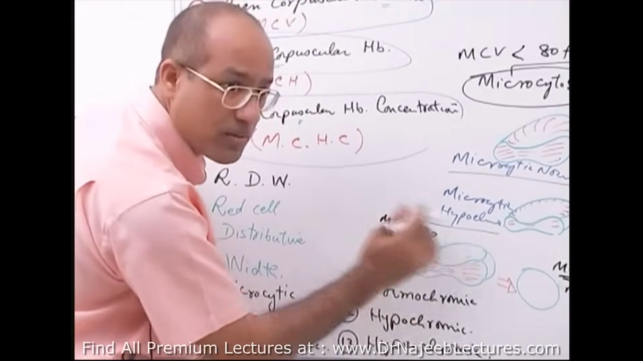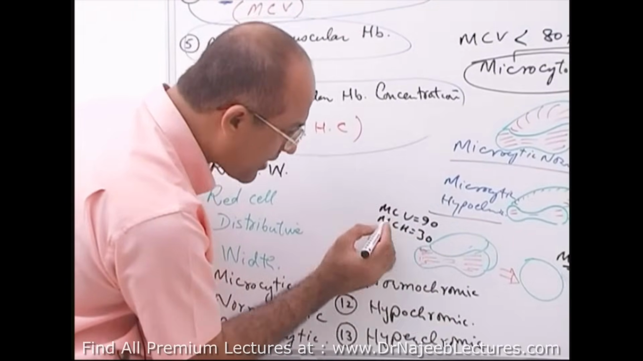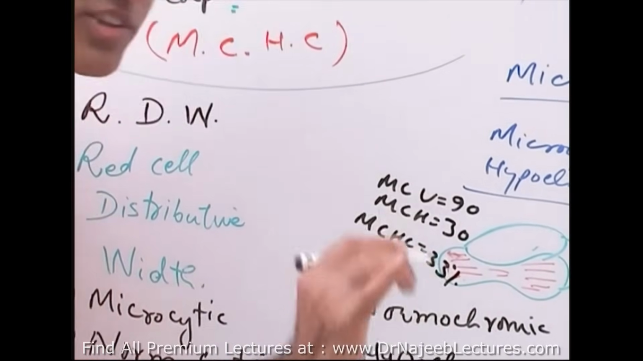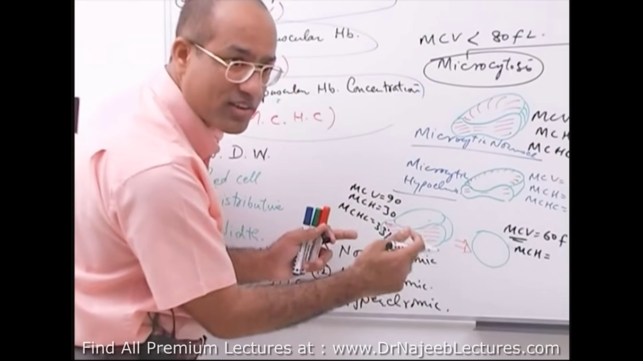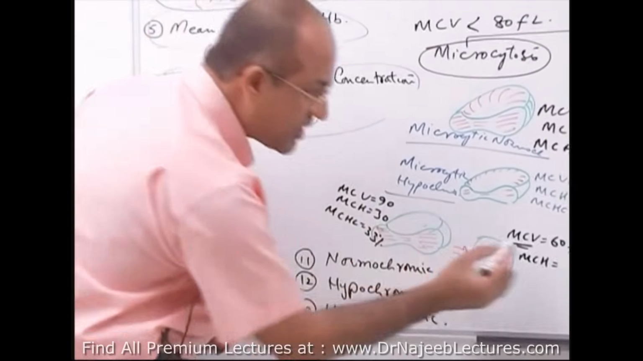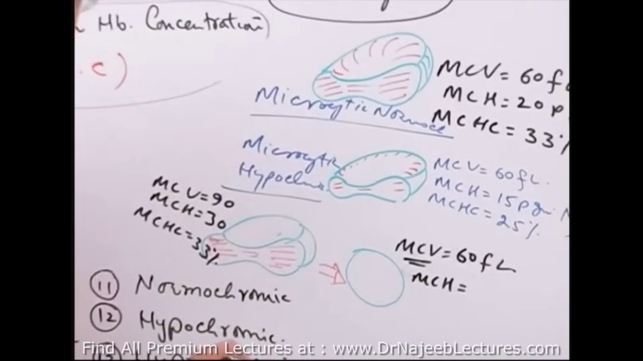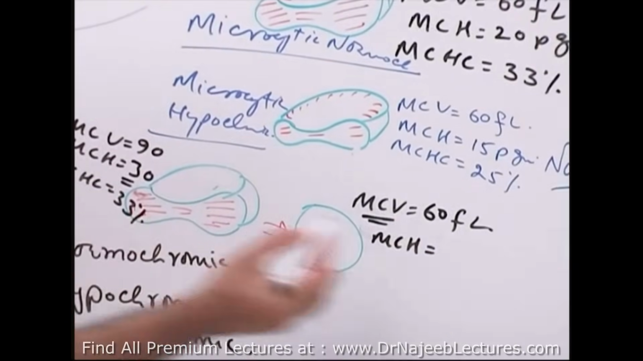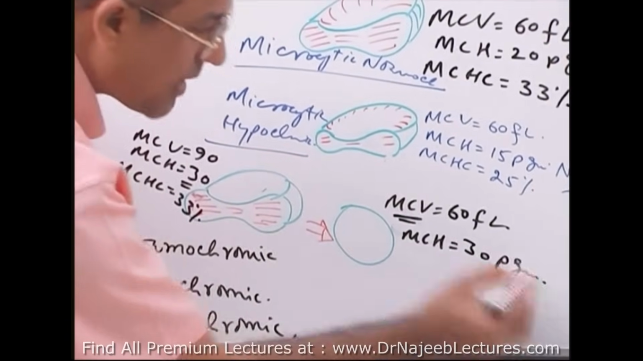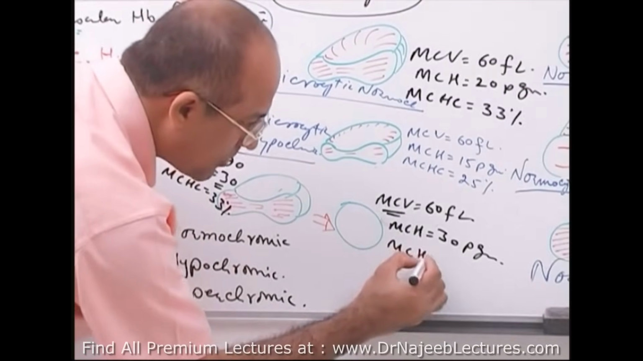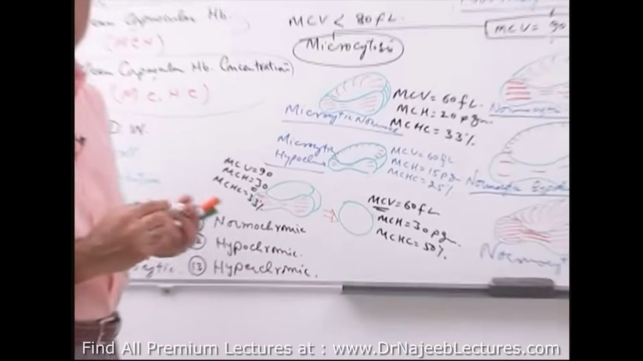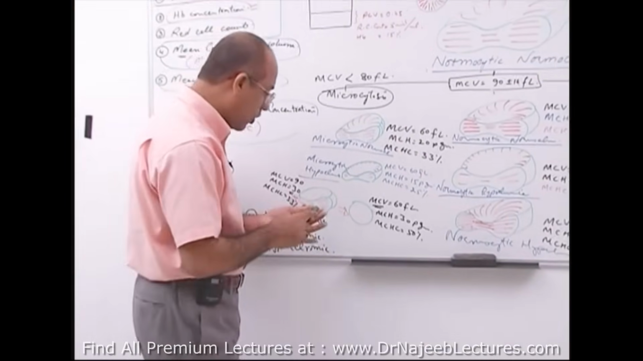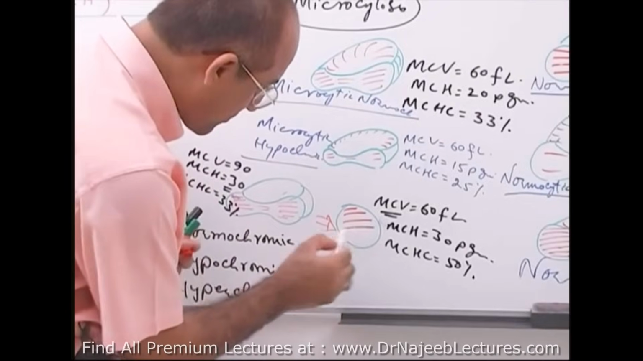Please magnify it when I'm writing it. 30. Right? And what was the normal mean corpuscular hemoglobin concentration? 33%. Is that right? Now, after traveling through capillaries, as it lost its membrane, mean corpuscular volume rather than 90 became 60. Mean corpuscular hemoglobin, which was originally 30, is still 30 picogram. But mean corpuscular hemoglobin concentration is 50%. So is it under hemoglobinized or over hemoglobinized? It is over hemoglobinized.